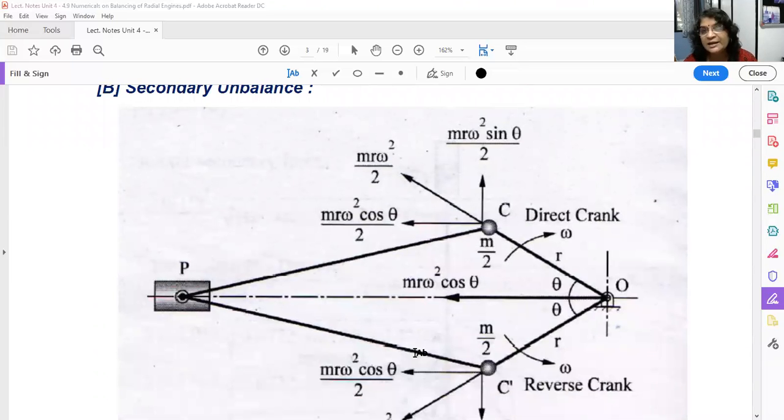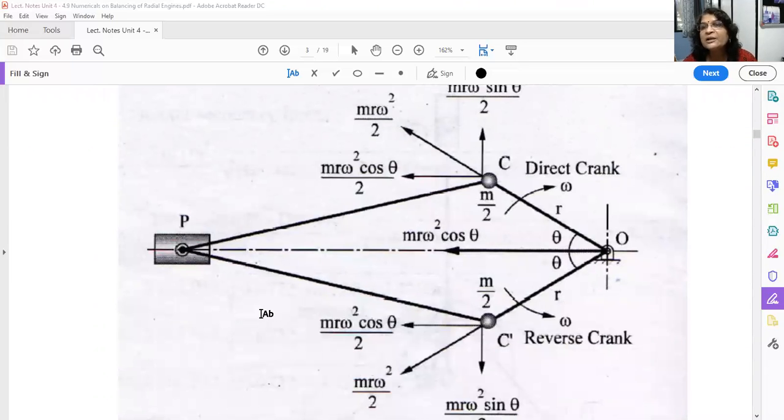There we have studied primary and secondary unbalance, how to balance the primary and secondary forces for a single cylinder. If you remember, in the earlier lecture we studied that this is the direct crank and this is the reverse crank. The reverse crank is a mirror image of the direct crank, both making angle theta in the opposite direction. Using this concept we found out how much is the primary unbalanced force and how much is the secondary unbalanced force present in the system. But we have studied this only for a single cylinder engine, that means only the concept.